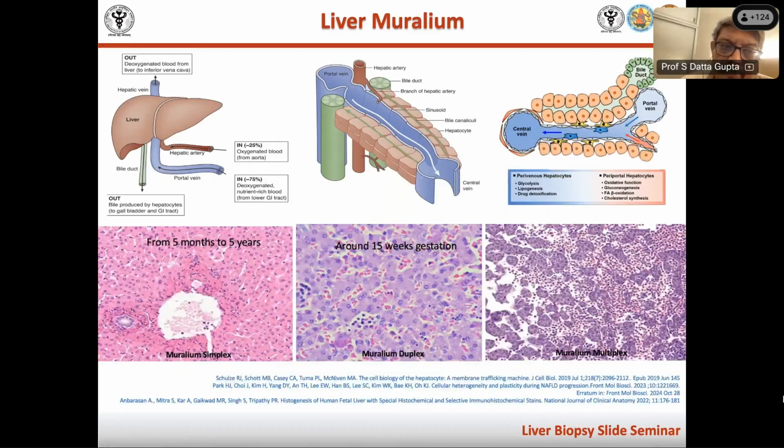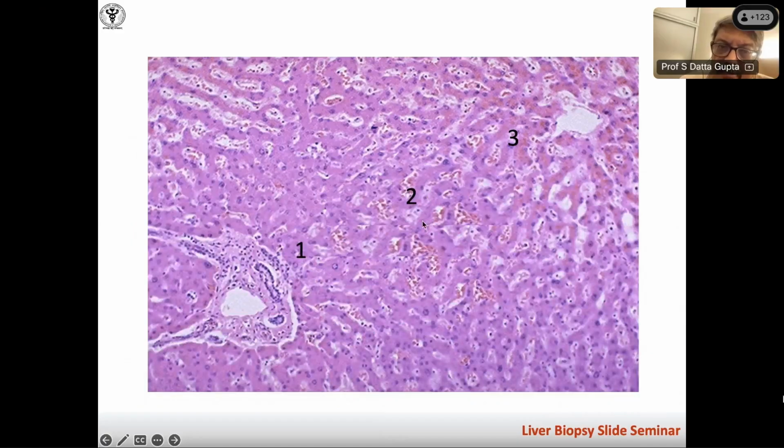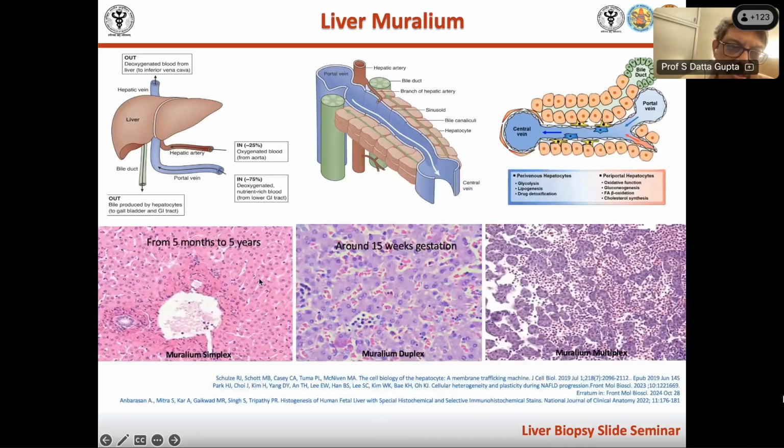In these cords, you'll find the cells are one cell thick, except where it bends, where it looks like two cells thick. So this is a single layer of hepatocytes forming a cord. Now, this is what the normal liver looks like: a single layer of cords of cells. This is called muralium simplex. This is very important, right? You have to see this.